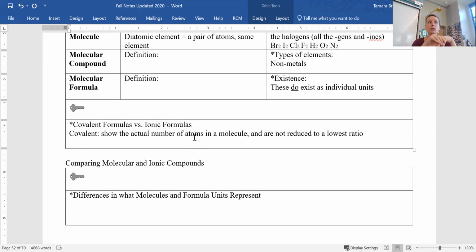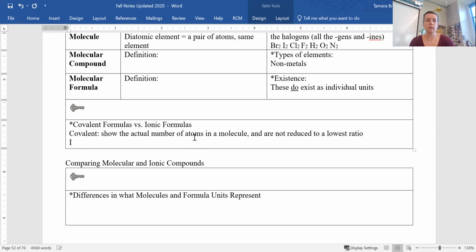So for example, sucrose or glucose, C6H12O6. There are in a molecule of glucose 6 carbons, 12 hydrogens, and 6 oxygens. So we leave the formula written exactly that way. Even though all of those numbers are divisible by 6, we leave the formula written that way because a unit of glucose has literally that many atoms.